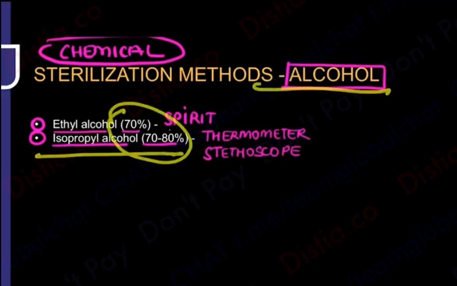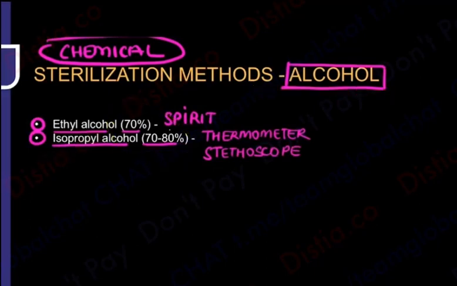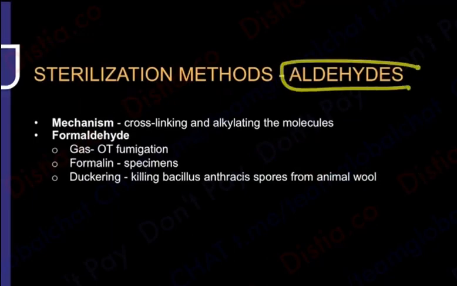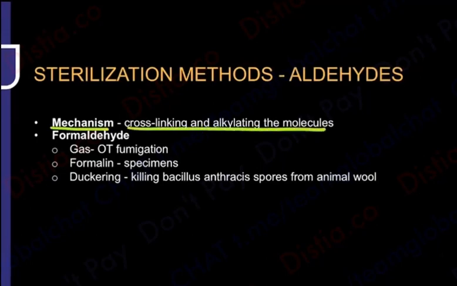These are alcohols. Now we are going to go on and talk about the aldehydes. You know formaldehyde, glutaraldehyde. So please note the mechanism of these aldehydes is going to be cross-linking and alkylating the molecules. Please note, cross-linking of the proteins, cross-linking of the molecules is what it does, and that is its method of sterilization. And what are the two aldehydes I told you? Formaldehyde and glutaraldehyde.